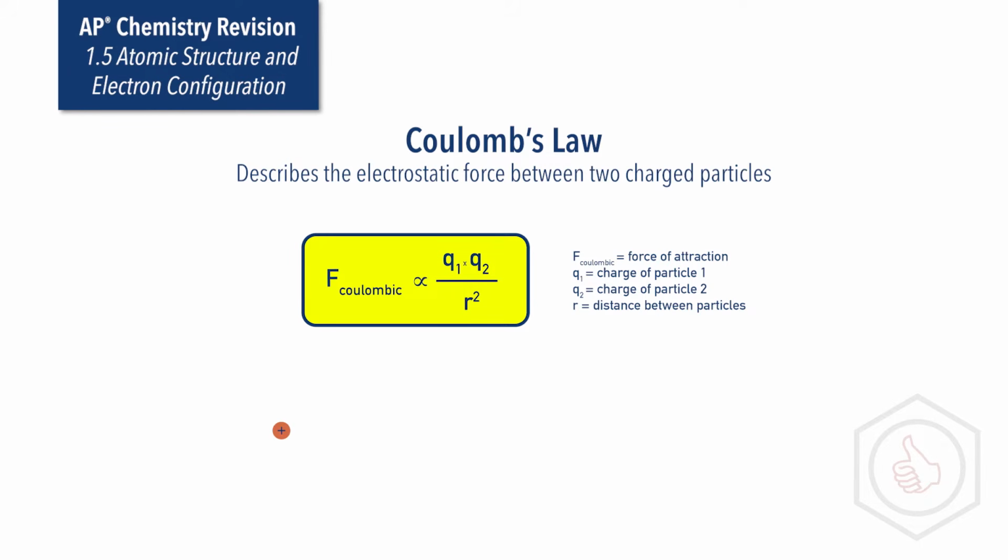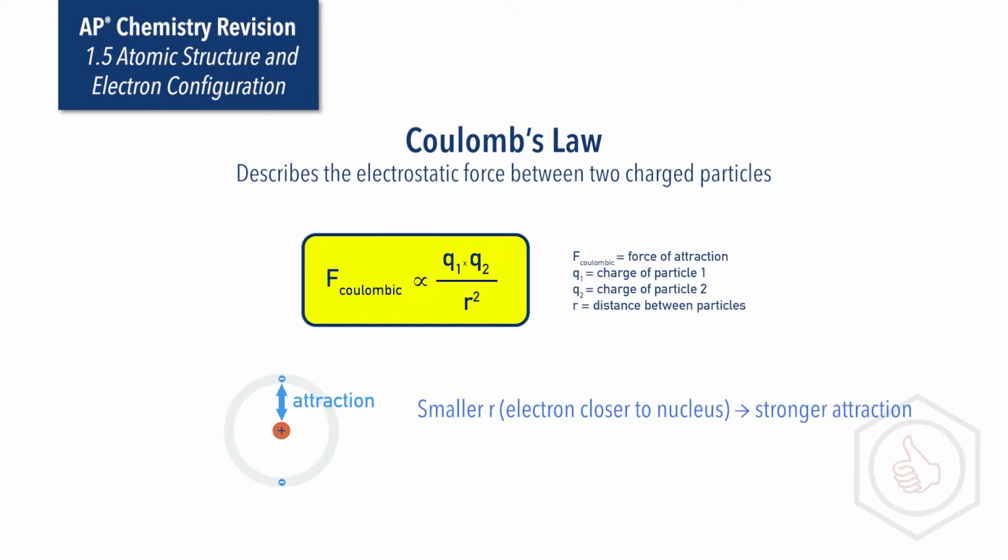If we model the nucleus as a positively charged particle, then this equation can be used to describe the attraction between the nucleus of an atom and the electrons that surround it. The smaller the R value, so the closer an electron is to the nucleus, the stronger the force of attraction. Equally, the greater the nuclear charge, so the more positive charge the nucleus has, the stronger the attraction as well.